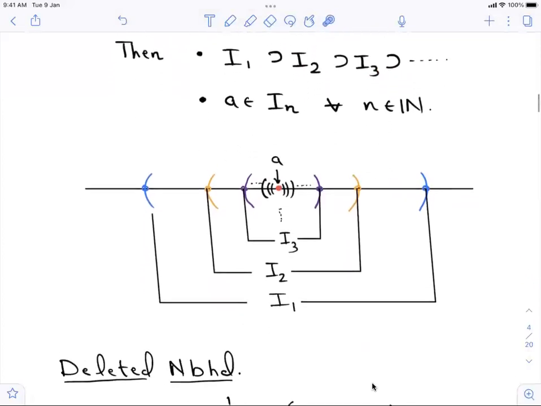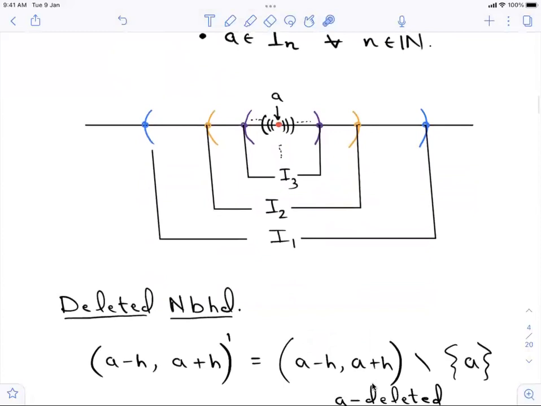Let's look at the picture of such a system of neighborhoods. Given this A, I start with I1 by going a length of 1 on either side. A plus 1, A minus 1 gives you I1. Then for n equals 2, I get a smaller interval containing the first one, A minus half, A plus half. For n equals 3, I get an even smaller interval, A minus 1/3, A plus 1/3. I keep doing this and I keep getting smaller and smaller neighborhoods of A.